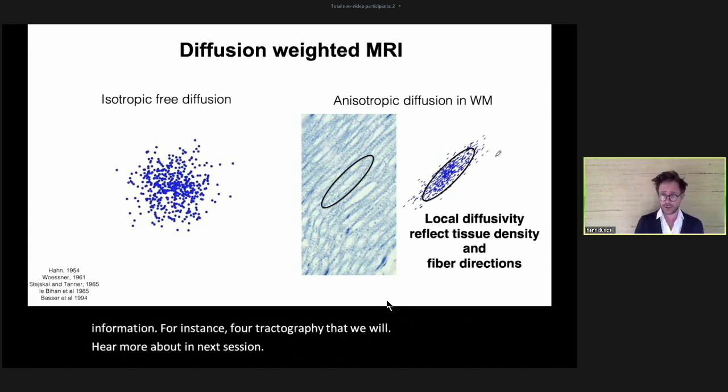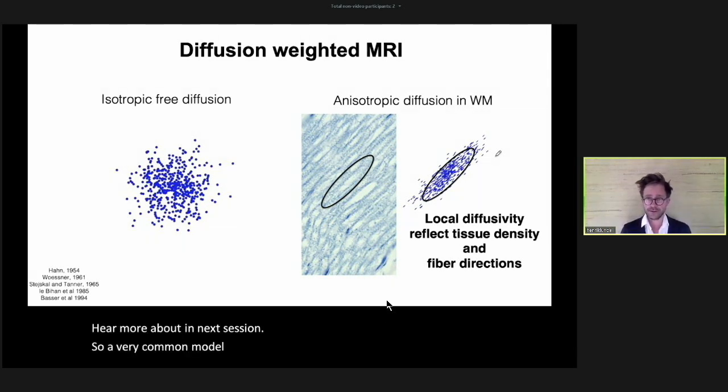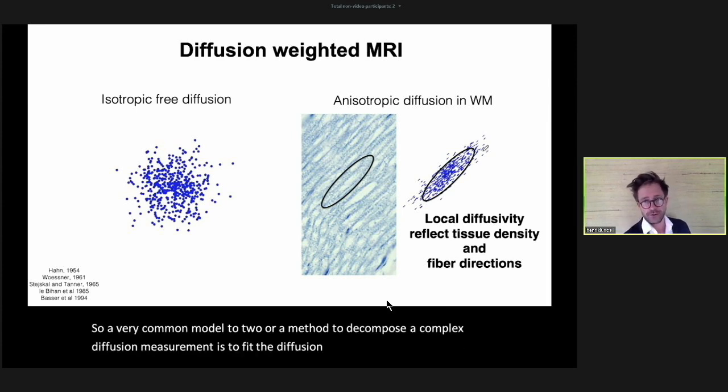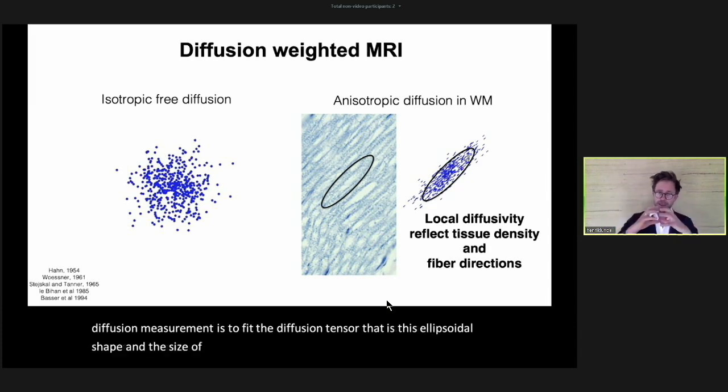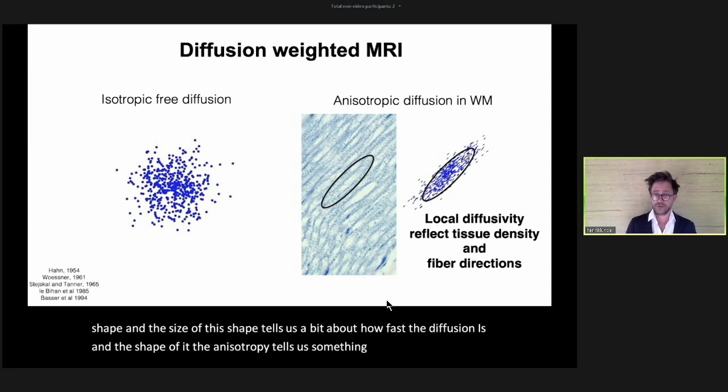So a very common model, a method to decompose a complex diffusion measurement, is to fit the diffusion tensor, that is this ellipsoidal shape. The size of this shape tells us a bit about how fast the diffusion is, and the shape of it, the anisotropy, tells us something about what the underlying microstructure looks like.